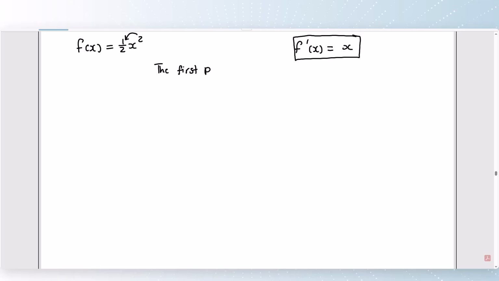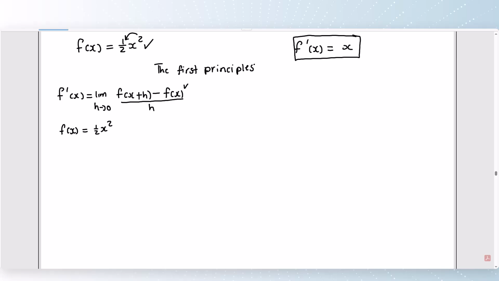We know that we must get x when we use the first principle. Let's write down the formula. F prime x equals the limit as h tends to 0 of f of x plus h minus f of x over h. We already have f of x, they gave it to us there. So this part, we already have, f of x is half x squared. We do not have this part, so we need to work it out.